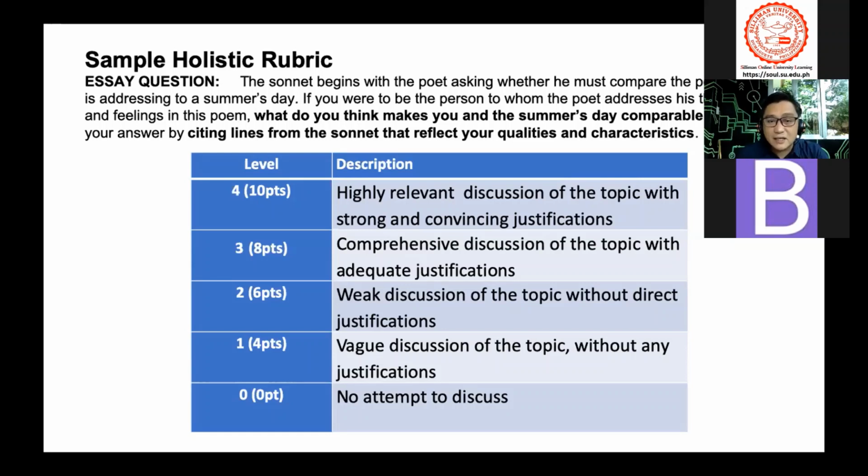The justification here would come in the form of citing lines from the sonnet that reflect my students' qualities and characteristics. No matter how irrelevant or disconnected their answers are, I don't usually give 0, because I'm talking here about students' understanding, and it's not advisable in the K-12 context, most especially, to give 0 for tests of understanding. The only time that I give 0 is when the student did not make any attempt at all to discuss or to answer. Okay? So this is an example.